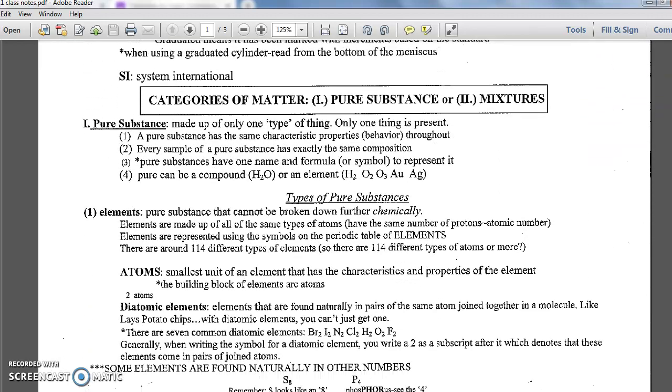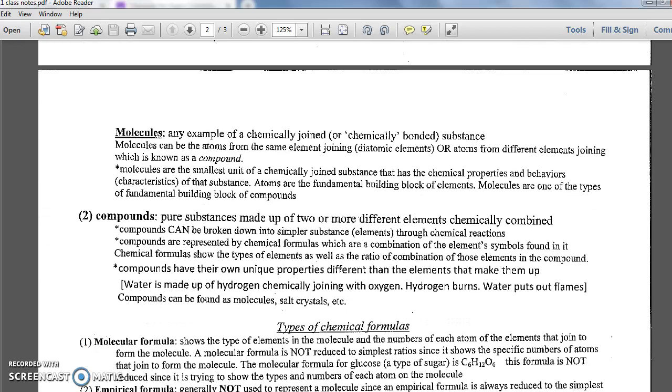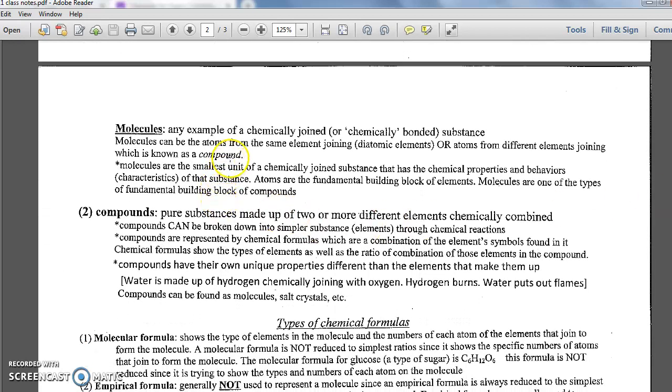When last we left off, we were talking about molecules. Molecules are any example of a joined substance that are able to go around together. They're a little unit hanging out together: atoms that have chemically joined. Molecules often involve atoms that are sharing electrons, chemically joined, sharing electrons amongst the other atoms that they are bonded to on the molecule.